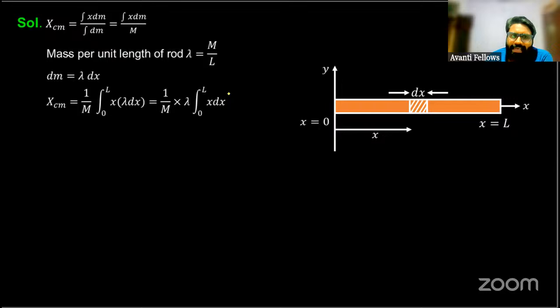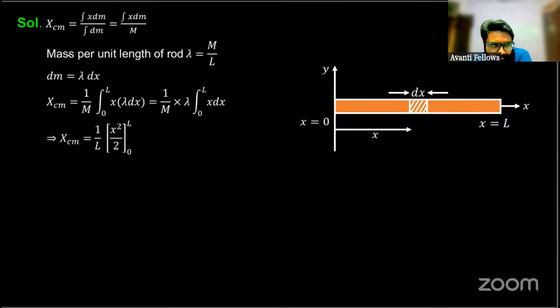Integration of 0 to L x dx. मैंने आपको बताया हुआ है. Integration of x dx is what? x square by 2. अब देखो मास कहां से कहां तक डिस्ट्रीब्यूटेड है, x की लिमिट कैसे रखी जाएगी. So mass is starting from here and ends at L, so mass is starting at x is equal to 0 and ending at x is equal to L, so the limit would be 0 to capital L.